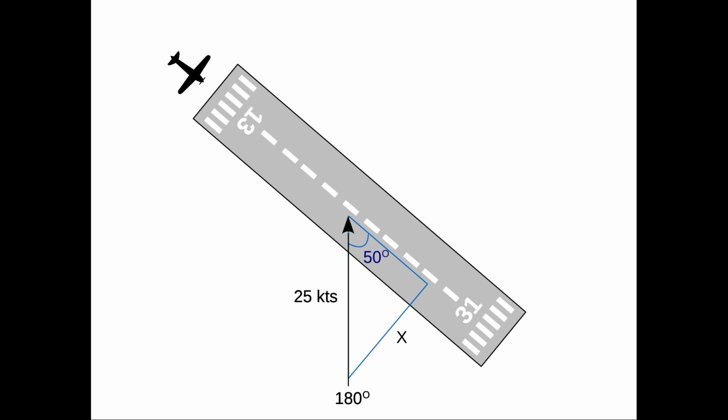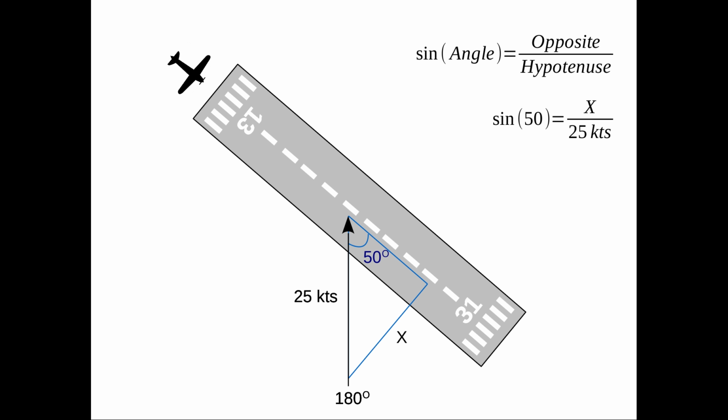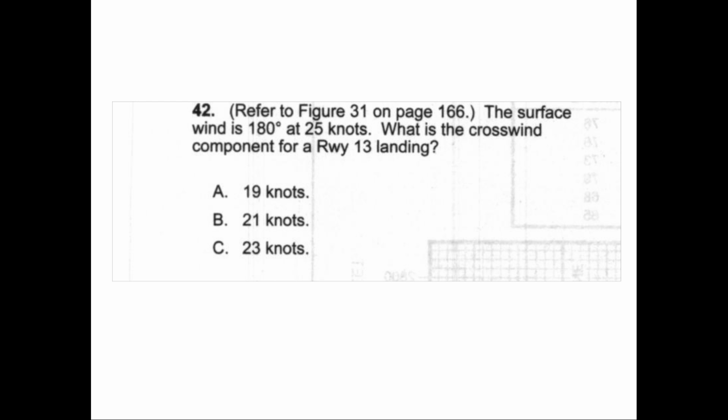And now we have a right triangle that we can solve using a trig function. In this case, we're given the value of the angle, and we're given the value of the hypotenuse, and we're solving for x, which is the side opposite of the 50 degrees, so we want to use the sine function. Plugging in our values, 50 degrees for the angle, 25 knots for the hypotenuse, and x for the crosswind, or the opposite side, and then solving for x, we get 19.2 knots. When we go back to our problem, we see that 19 knots is a choice, and it turns out it's the correct one.